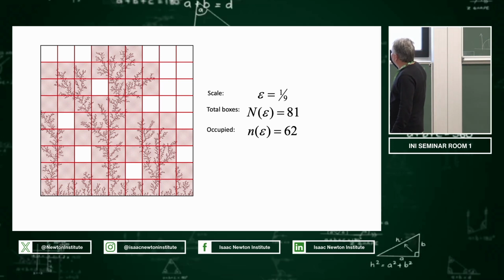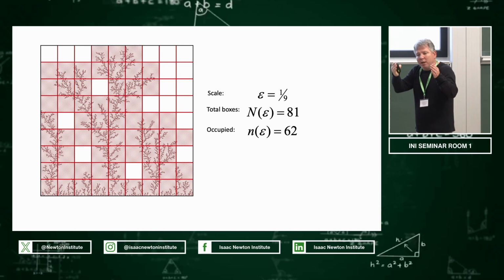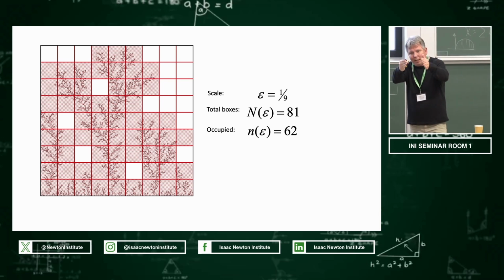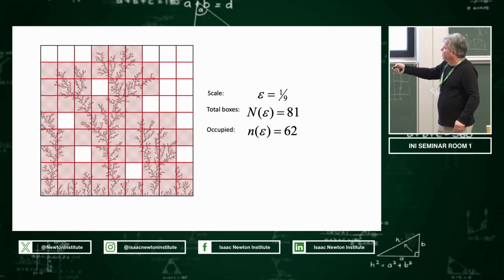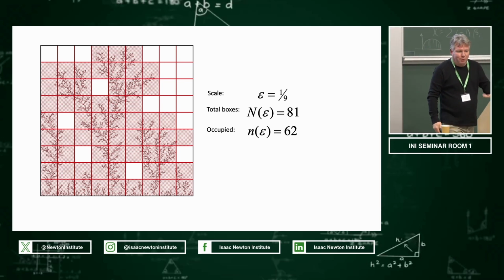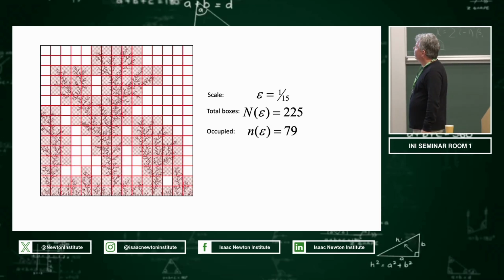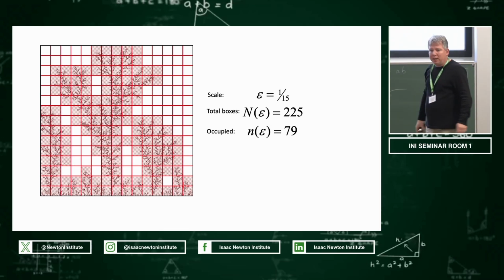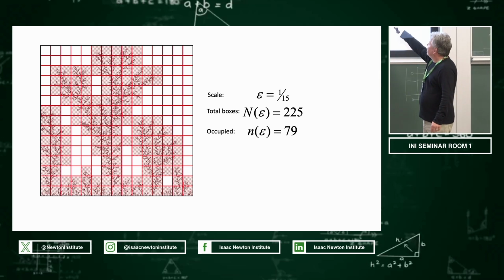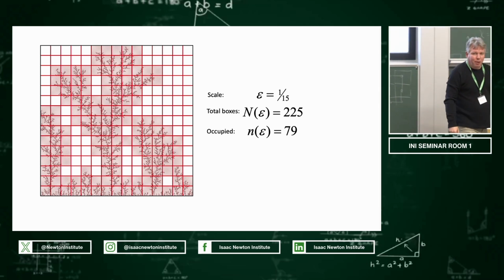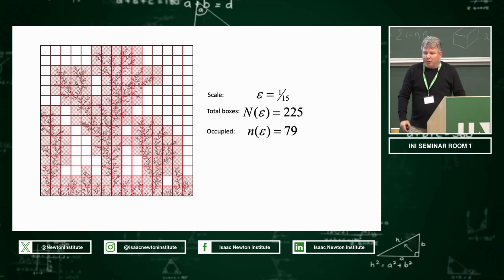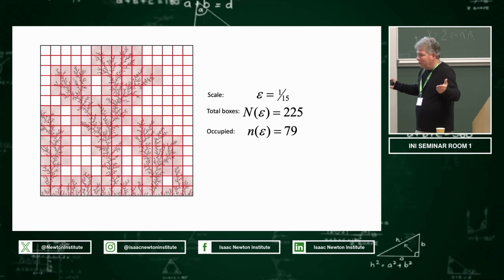And there are 62 occupied. So what we can see is that as we decrease the size of the boxes, there are more empty boxes appearing as the scale size goes down. If I cut it again to 1/15, I've got 225 boxes. Now only 79 of them are occupied. And I can keep doing this down to whatever scale I wish.